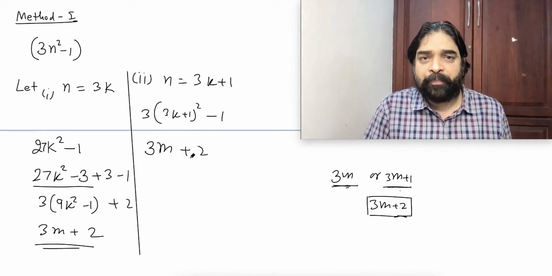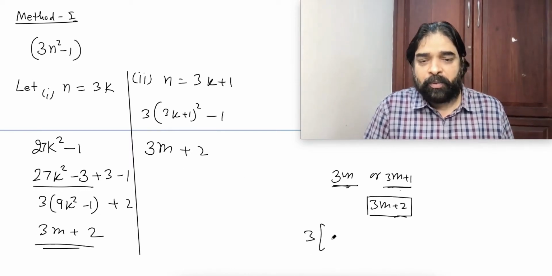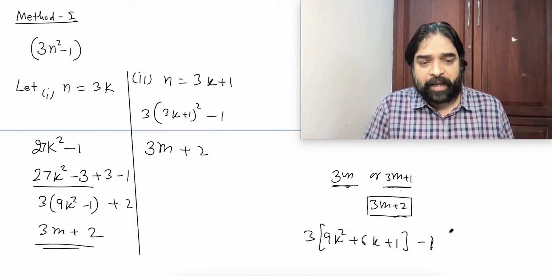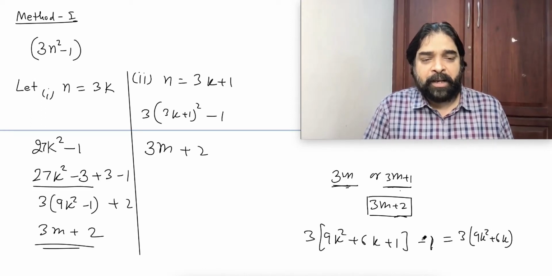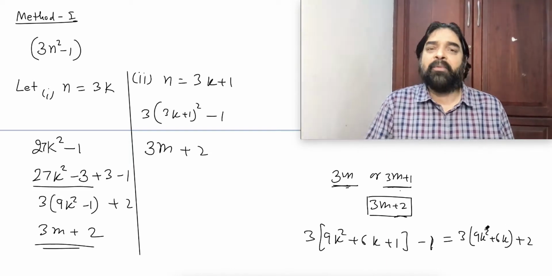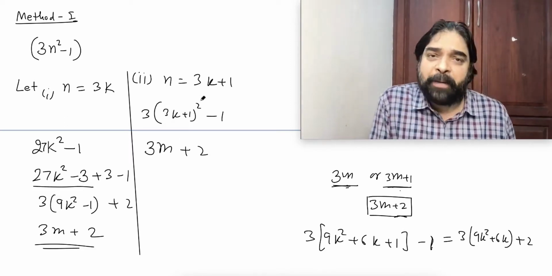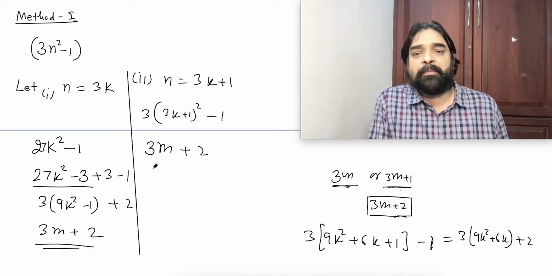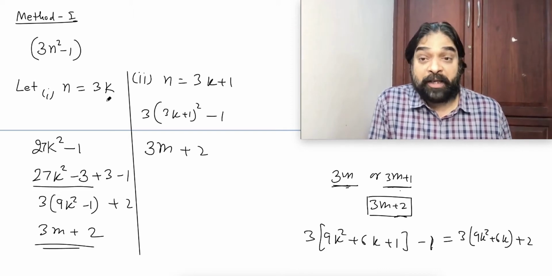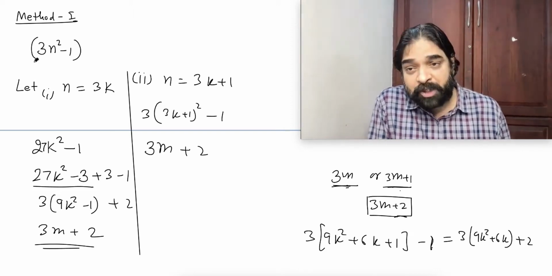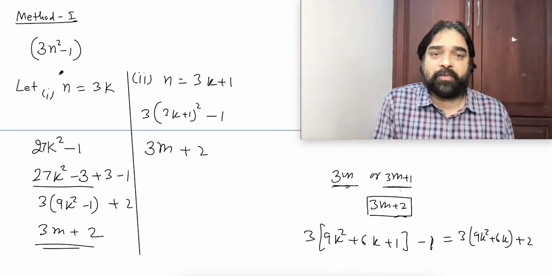Have you understood this step? How I wrote it? 3 into 9k square plus 6k plus 1 minus 1. So this I can write as 3 into 9k square plus 6k plus 3 minus 1, means plus 2. This is some integer which we call m. So I wrote 3m plus 2. That means if n equal to 3k plus 1, then also the form is coming 3m plus 2. So if n is 3k or 3k plus 1, it is 100% sure this quantity cannot be a perfect square.